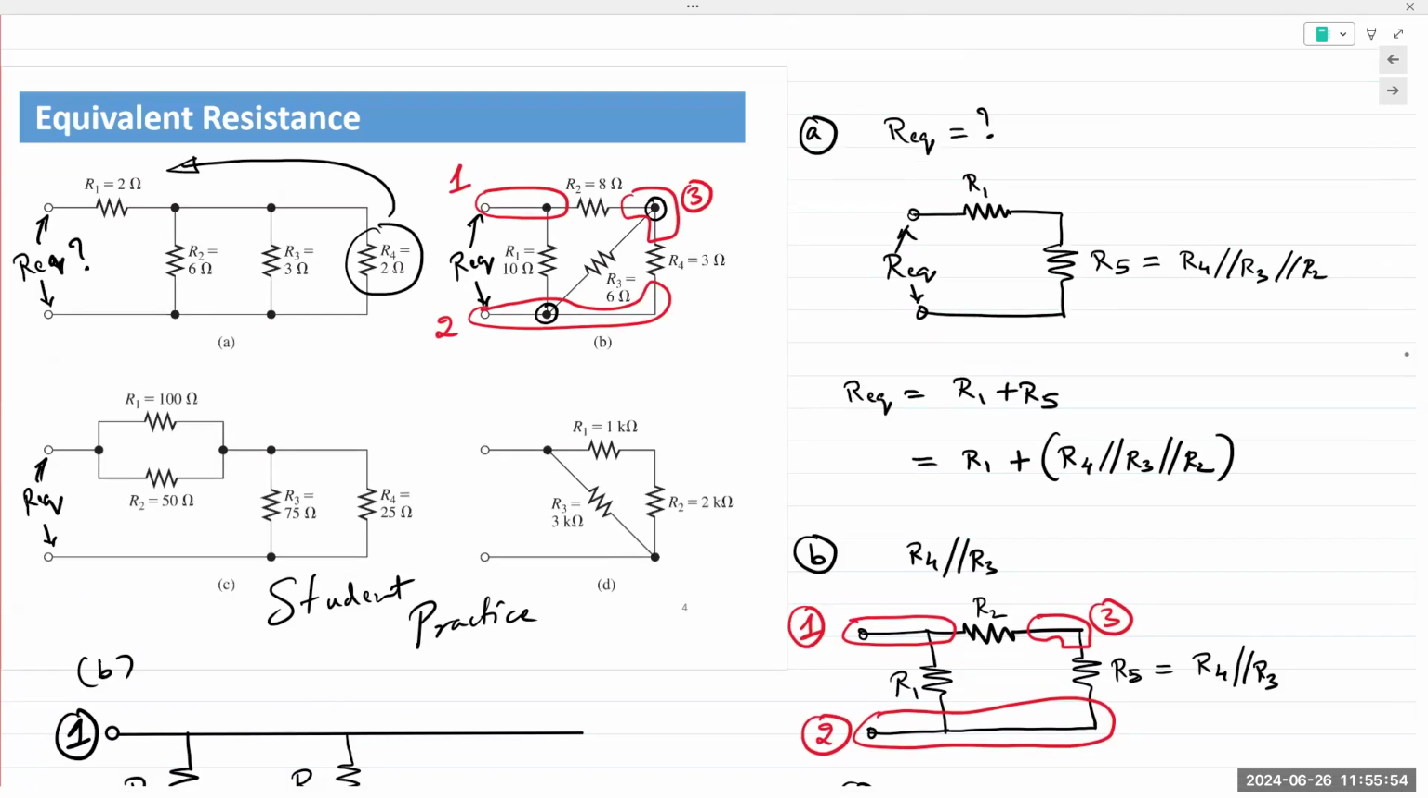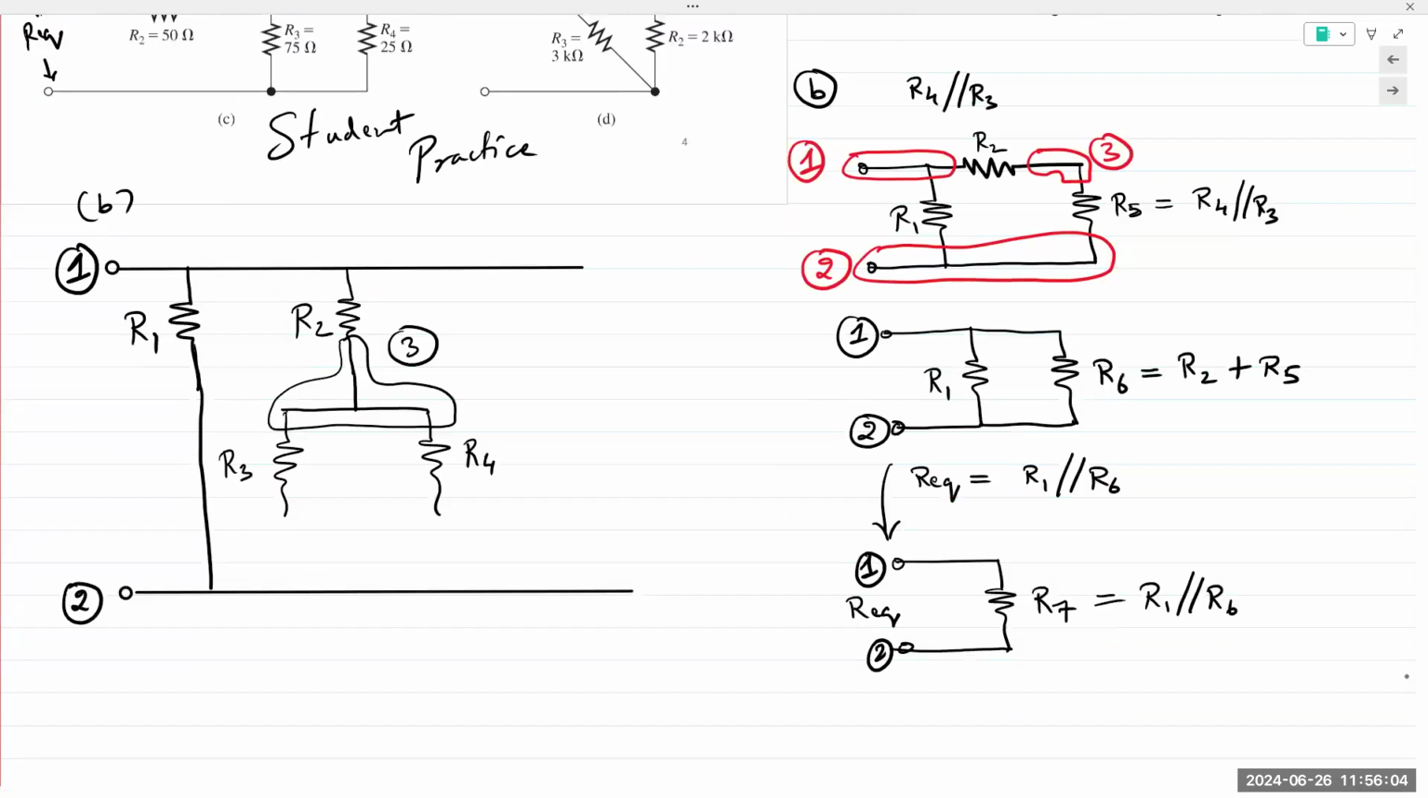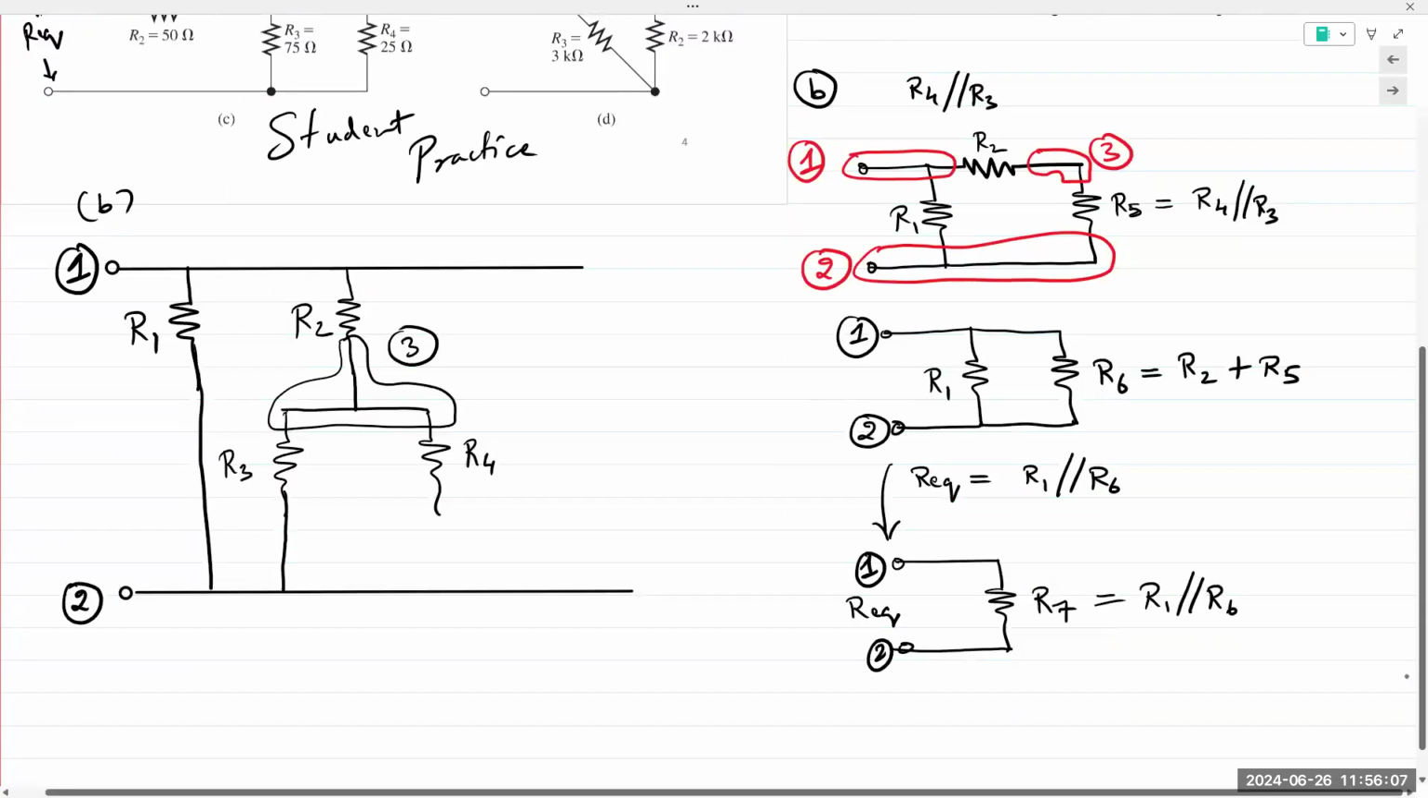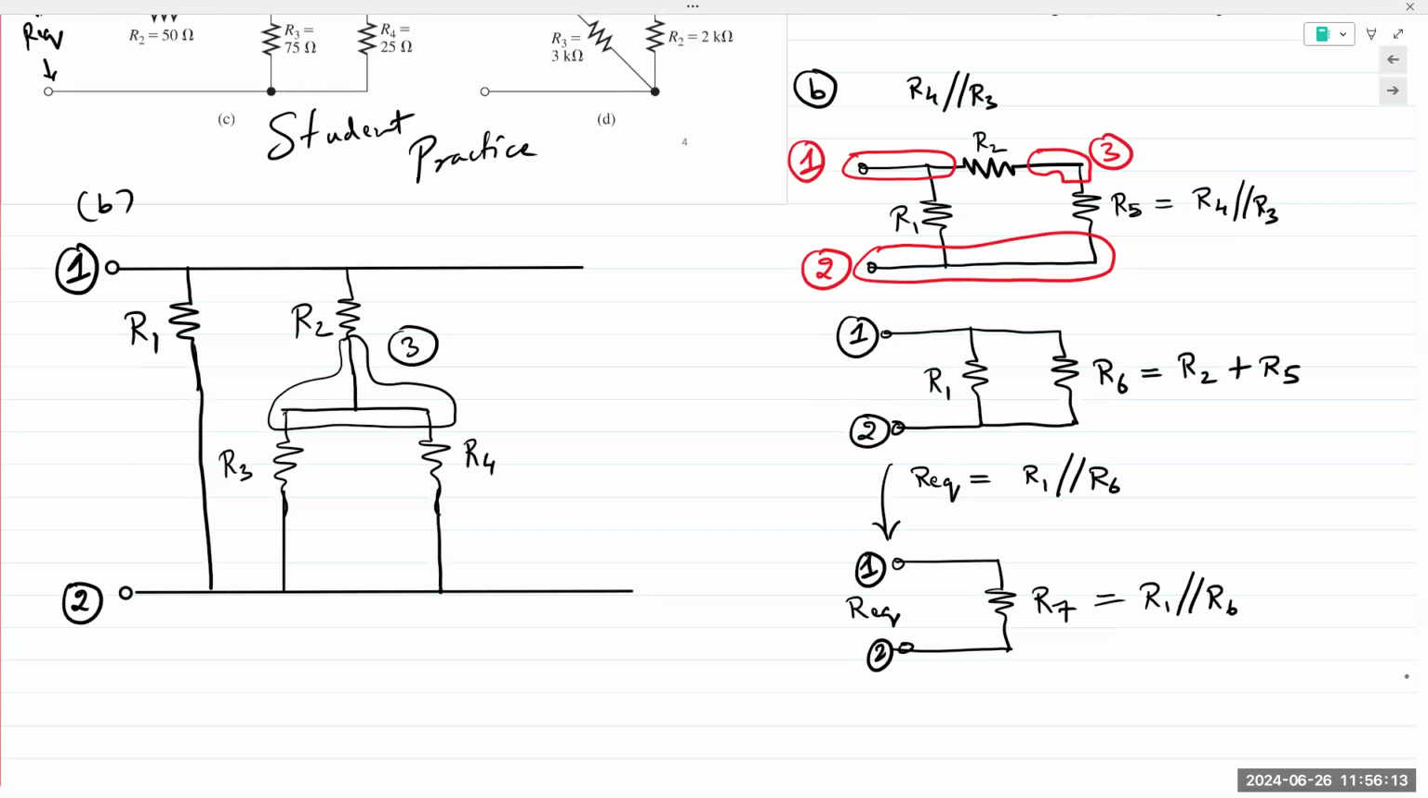Then where are R3 and R4 going? R3 and R4 are connected directly to terminal number 2. And so I'm going to extend the other end of R3 all the way to 2. And that's it. That's the end game. Now all my resistors are in independent branches, all connected vertically. I can combine them together.